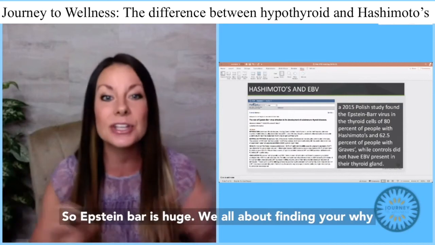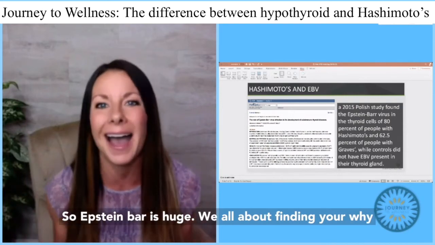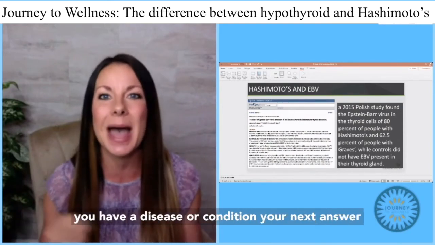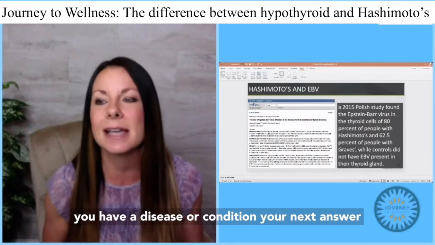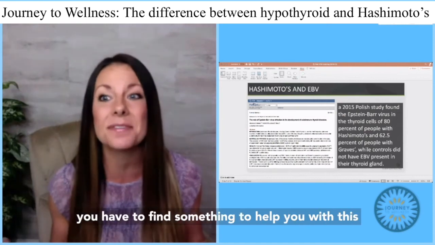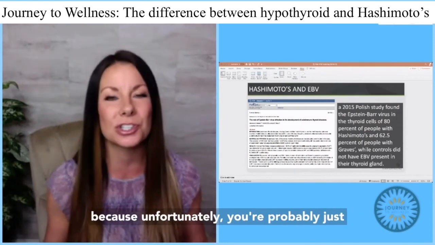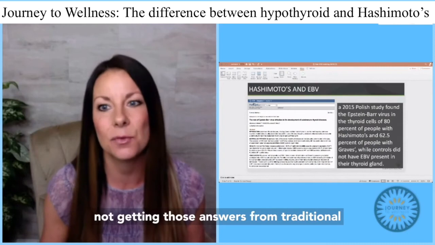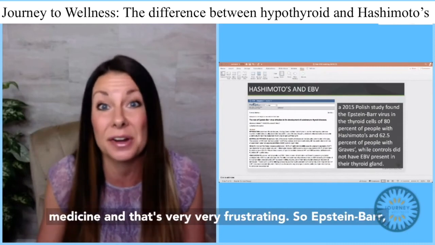So Epstein-Barr is huge. We're all about finding your why. If you've been diagnosed with something and you have a disease or a condition, the next question you ask has to be why. And you have to find somebody to help you with this, because unfortunately, you're probably just not getting those answers from traditional medicine, and that's very, very frustrating.